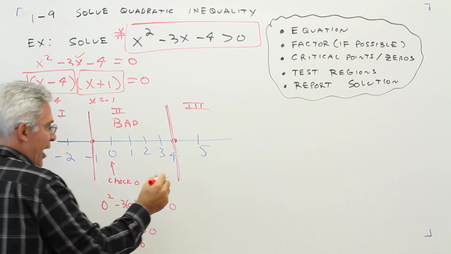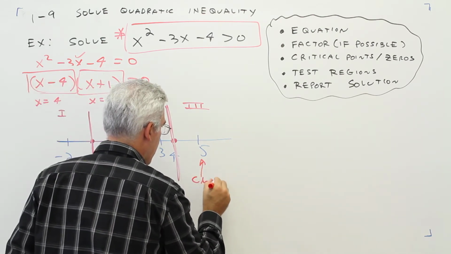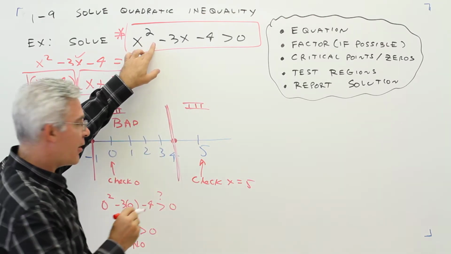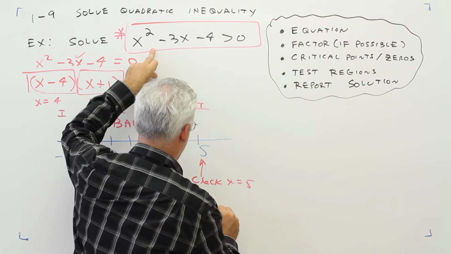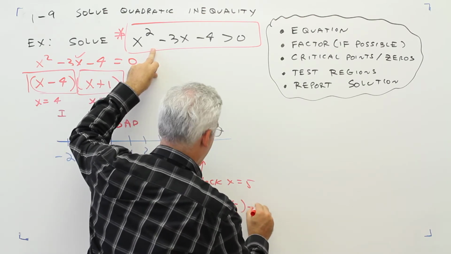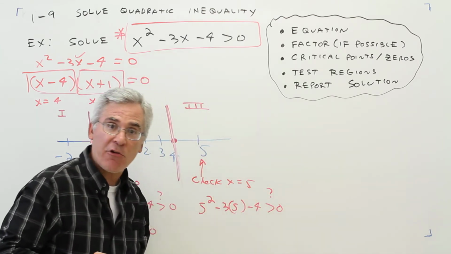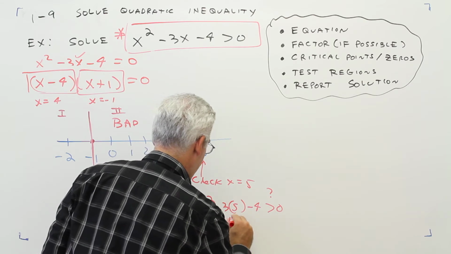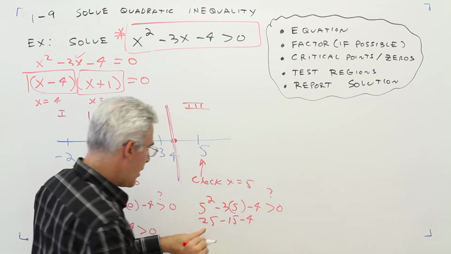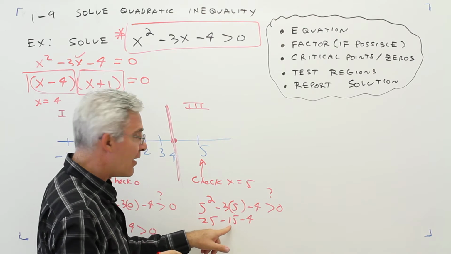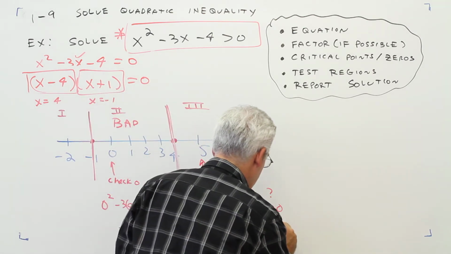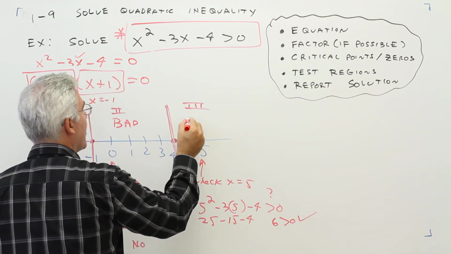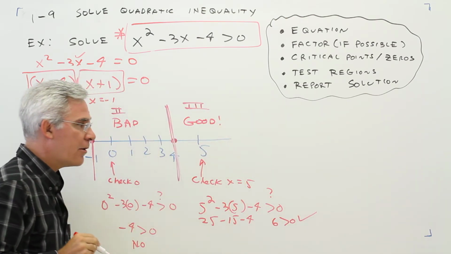Okay, let's check this. I'm going to check x equals 5 in the original inequality. So I've got 5 squared minus 3 times 5 minus 4. Is that greater than 0? All right, so that's 25 minus 15 minus 4. 25 minus 15 is 10. 10 minus 4 is 6. Is 6 greater than 0? Yes. So this region is good.